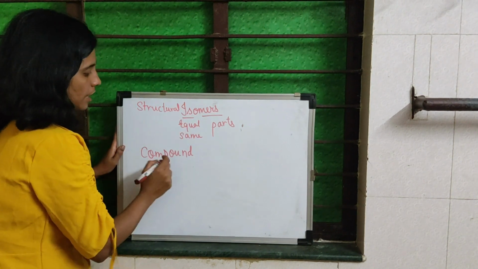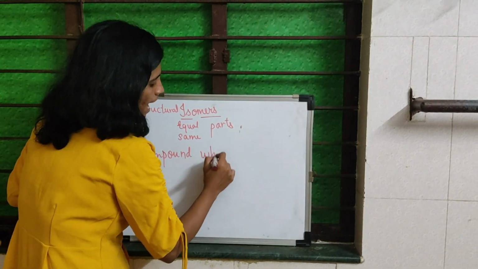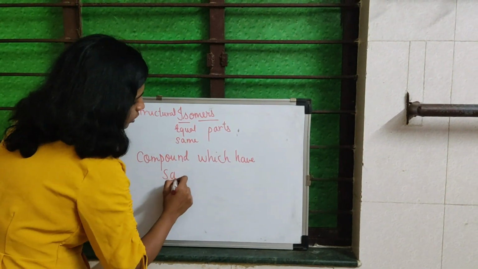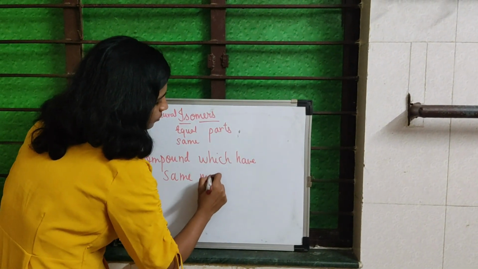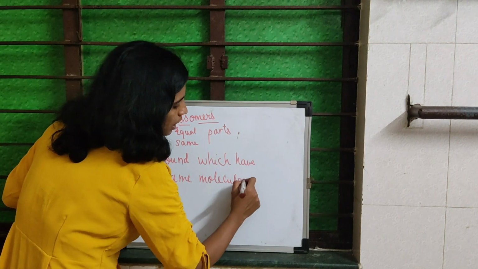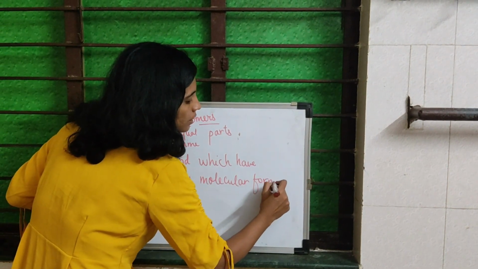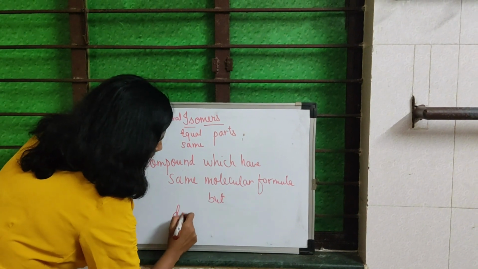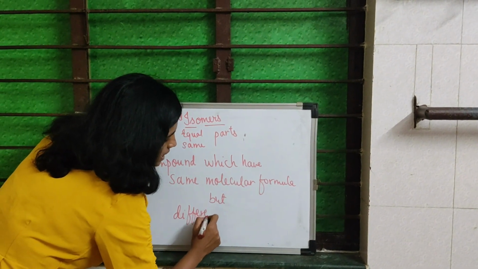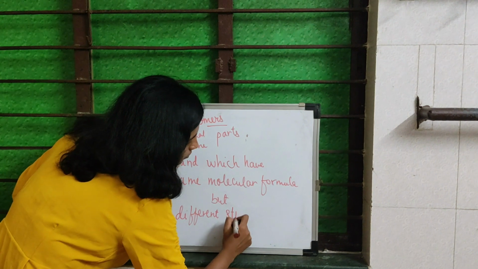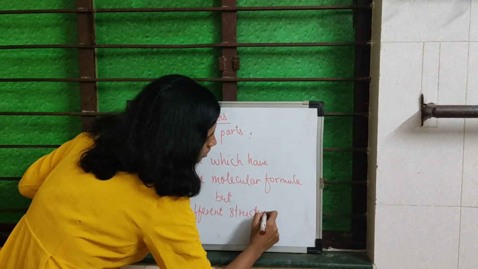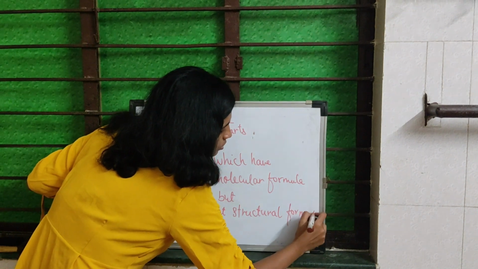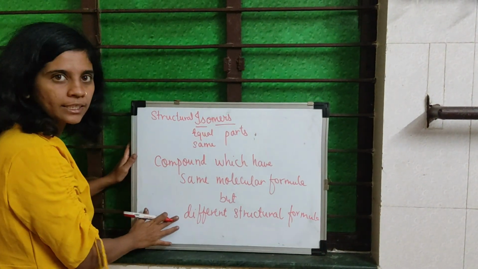So you have to understand that structural isomers are compounds which have the same molecular formula, also known as chemical formula, but different structural formula. That means the arrangement is different. So I hope this is clear.